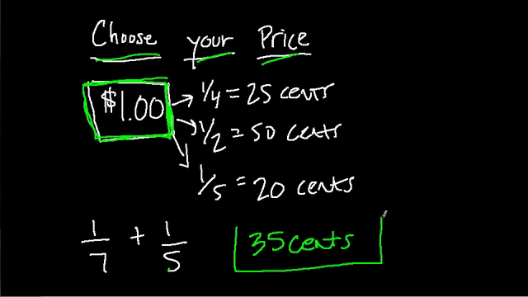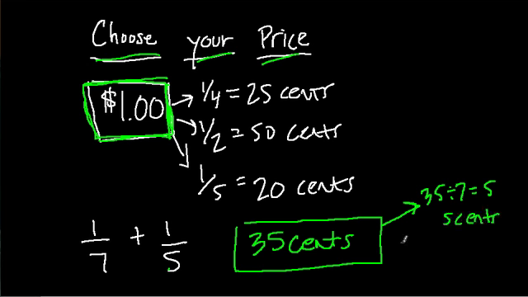So now I can say, well, what is 1/7 of 35 cents? Well, to figure that out, we take 35 and divide it by 7. That'll give us 1/7, and that is 5. So 1/7 of 35 cents is just 5 cents. And what is 1/5 of 35 cents? Well, we'll take 35, divide it by 5, and we get 7. So that means that if you take 35 cents and split it in 5 pieces, 1/5 is 7 cents.